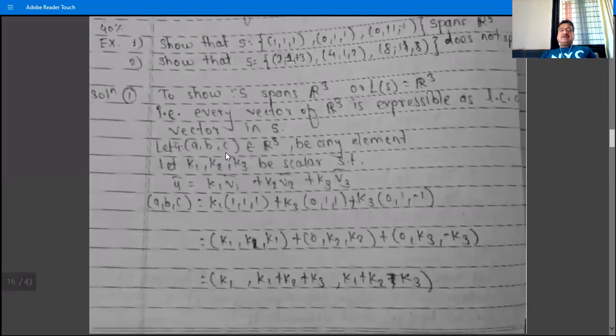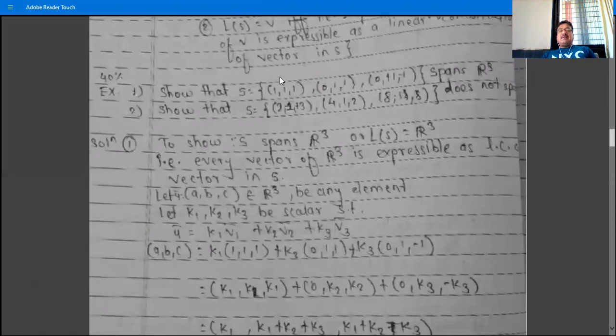So here we have to express this U bar, ABC, as an element of R3, as a linear combination of these three elements. And in the second case, we have to show this ABC is not a linear combination of these three elements, because in the second example we have to show this set does not span R3. So when the set does not span R3, if LS is not equal to R3, or if every vector of R3 is not expressible as a linear combination of vectors in S.